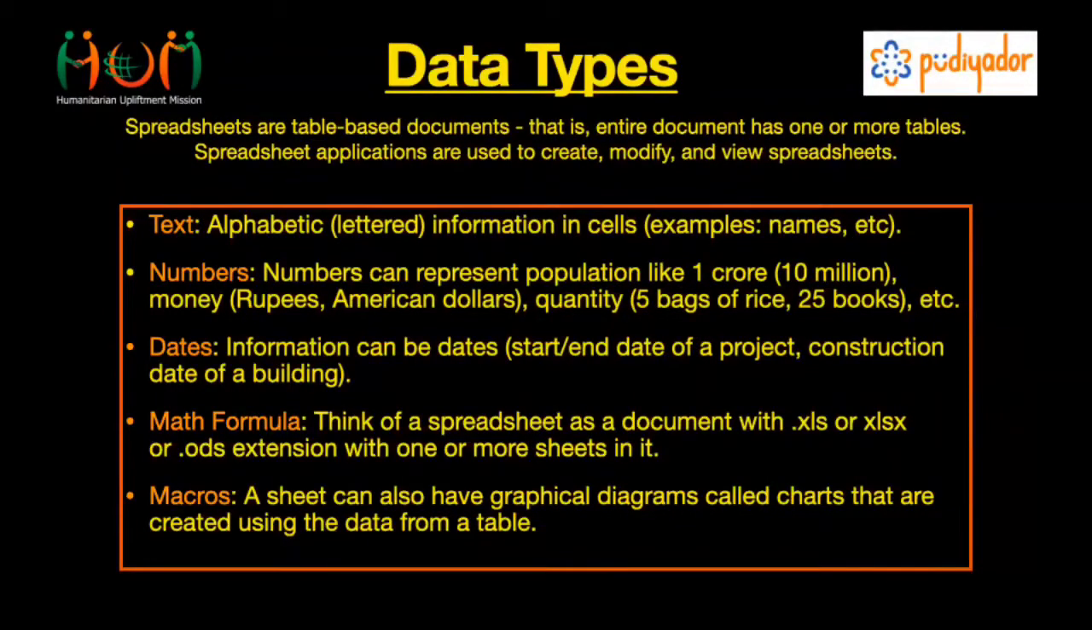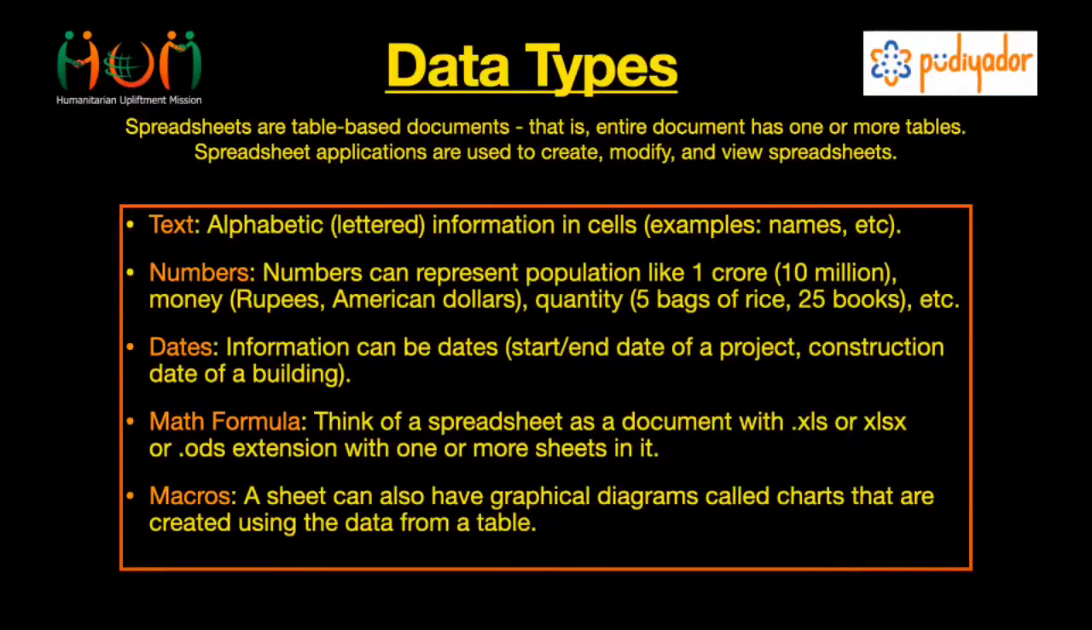So now you know that within the cell, which is the smallest box in a table and in a spreadsheet, you can add different kinds of data types, right? You can type your name, which is text. Text is anything alphabetic. You can also have numbers, and numbers can be different types. You can have numbers like 1 crore or 10 million, which you would use for populations, or you can use numbers like rupees and American dollars with appropriate rupee and dollar symbols. That is currency.